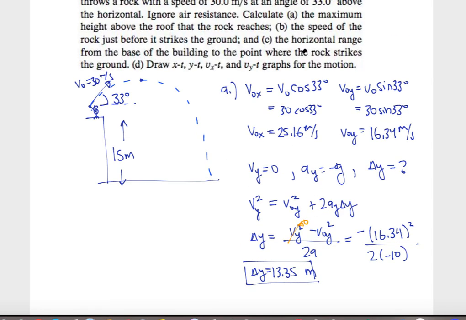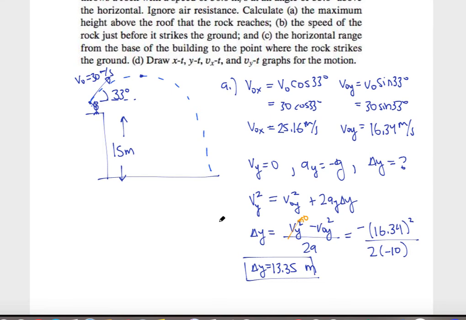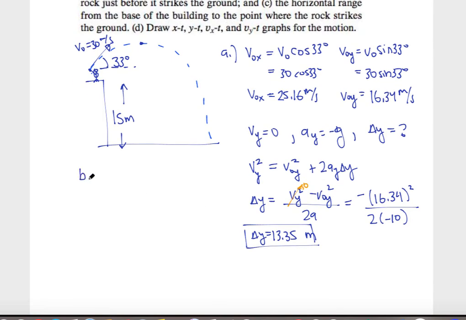So B says, calculate the speed of the rock just before it strikes the ground. So there's a couple ways to do this. I'm going to go ahead and remark that Vx is going to be equal to V naught x because acceleration in the x direction is 0. So I simply need to find Vy.